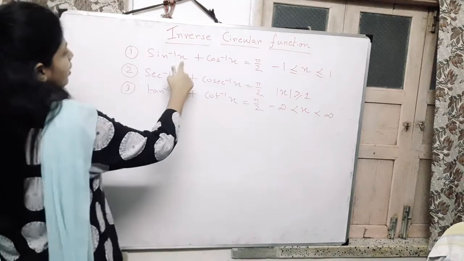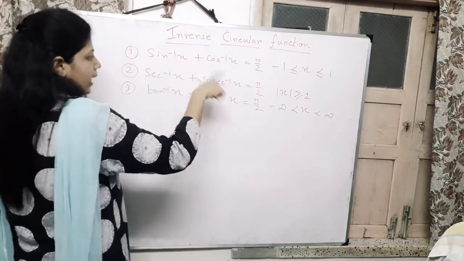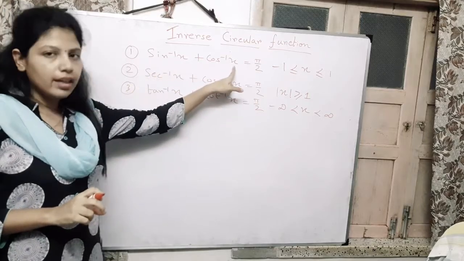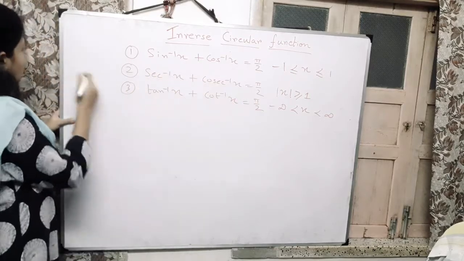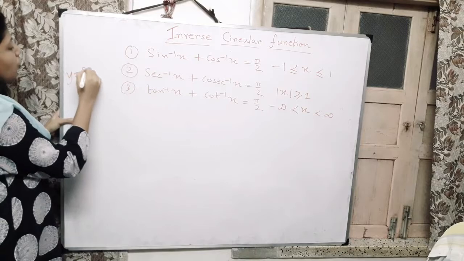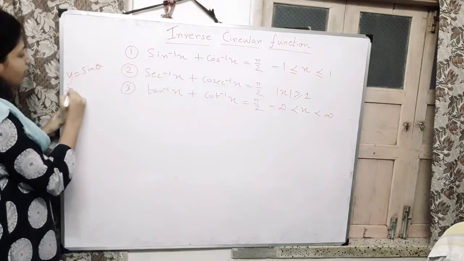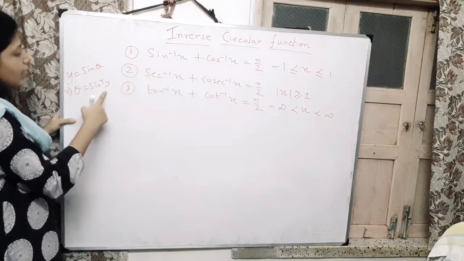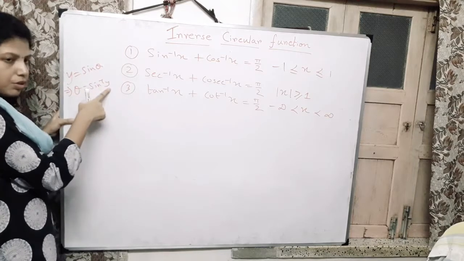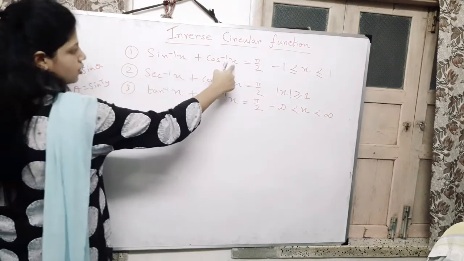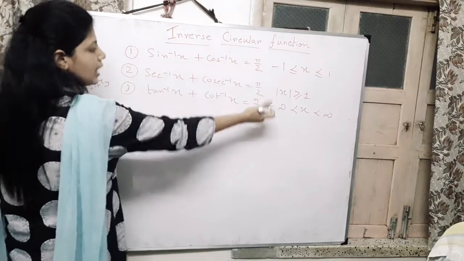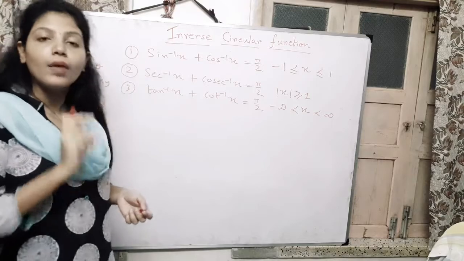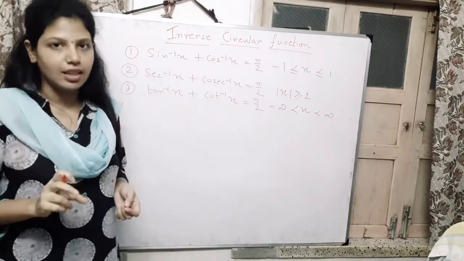Now here, x and all the x parts are values. They are not angles, because just now I told you one thing: if y equals sine theta, then theta equals sine inverse y. So here y is the value. That's why x is also a value, and whatever result I get will be an angle. In the case of inverse, I always get an angle as a result.